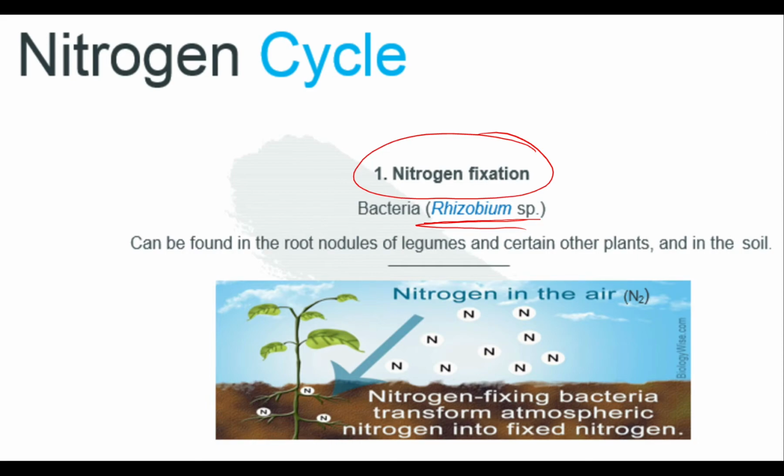So the Rhizobium, usually we can find it in the root nodules of the legumes and certain other plants, and it will help to fix the nitrogen in the air into a nitrogen that can be absorbed by the plants.